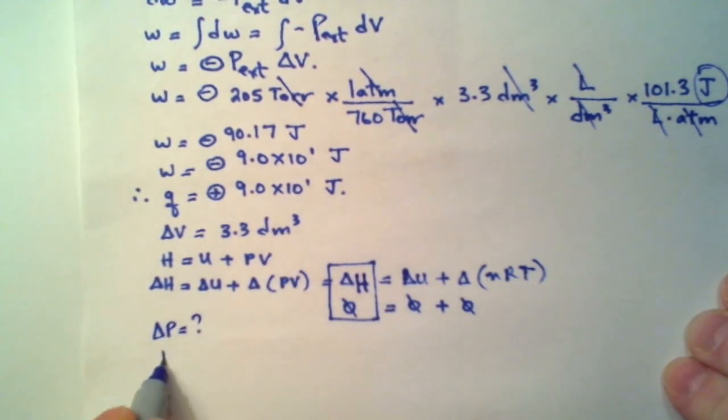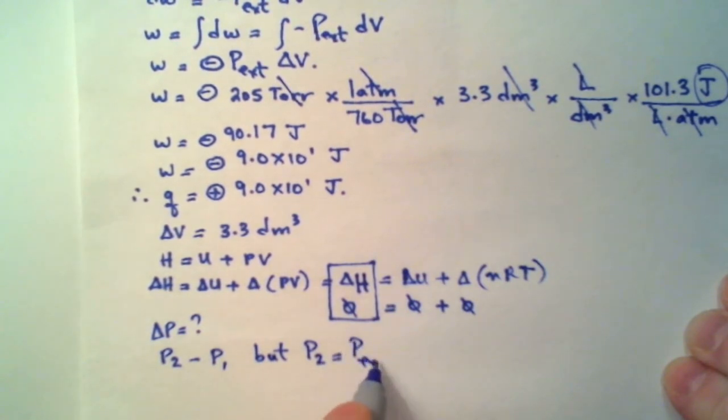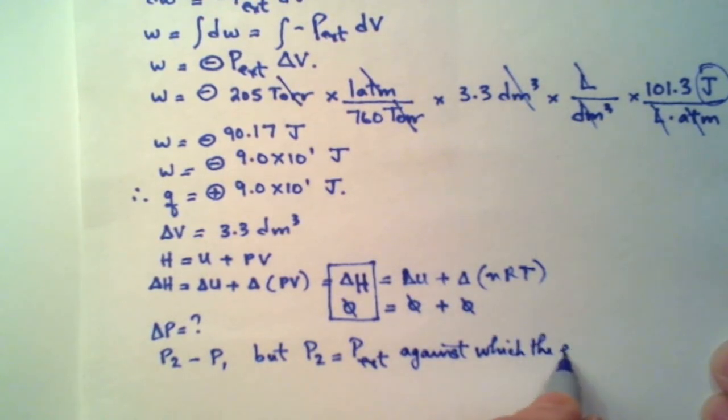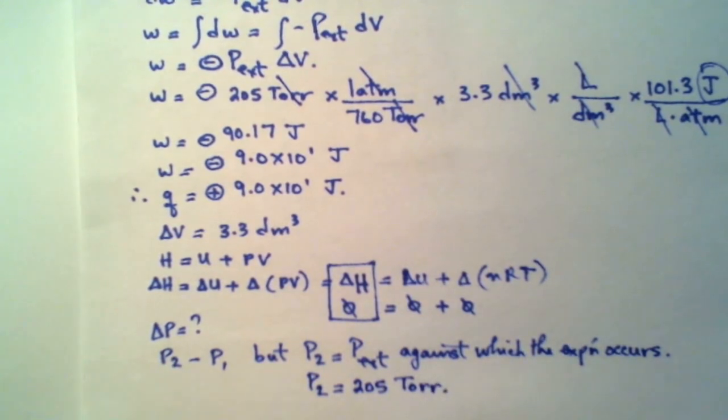Okay, now we're after a delta P. Well, delta P is equal to P2 minus P1. But we know that the final pressure is equal to the constant external pressure against which the expansion occurred. And so P2 is 205 torr. And so I really need to know what P1 is.